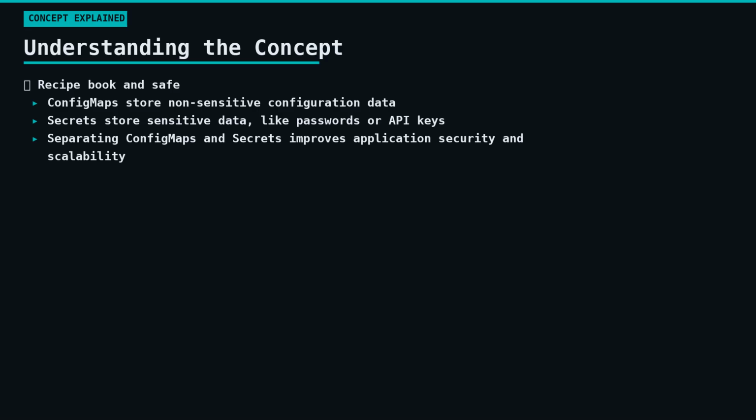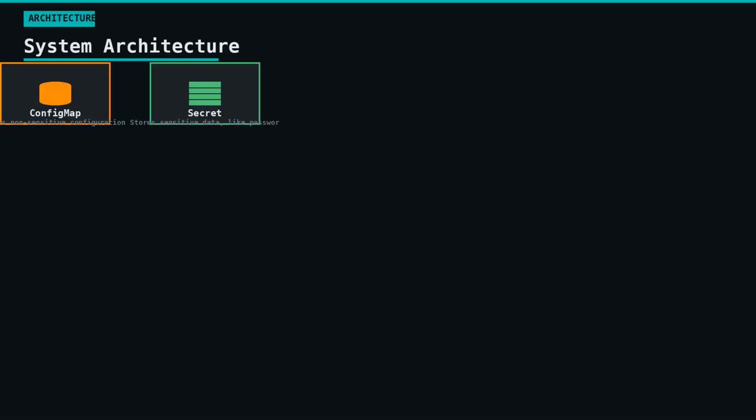Let's look at the architecture diagram. We have a Kubernetes cluster with a config map and a secret. The config map is like a public library, storing configuration data that's accessible to all components. The secret is like a secure vault, storing sensitive data that's only accessible to authorized components. The application pod uses the config map and secret to configure itself. The Kubernetes API server manages the config map and secret, ensuring they're updated and synced across the cluster.